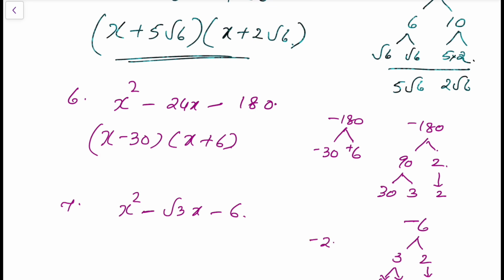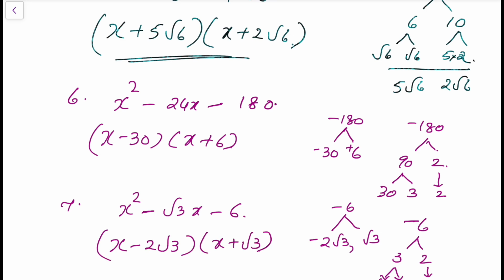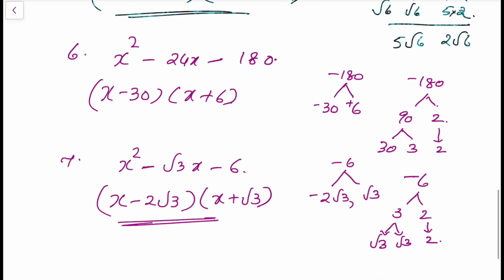So, if you have minus 2 root 3 and root 3, minus 2 root 3 plus root 3 will become minus root 3, and if you multiply you will get minus 6. So, x minus 2 root 3 into x plus root 3. Hope you are finding it easy.